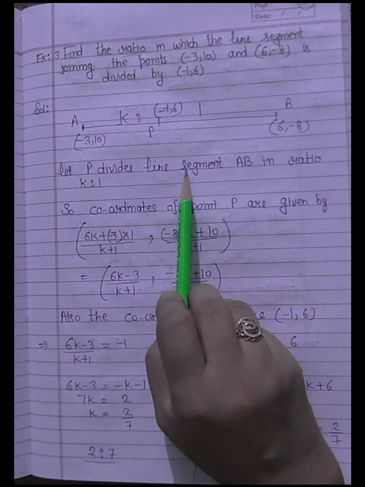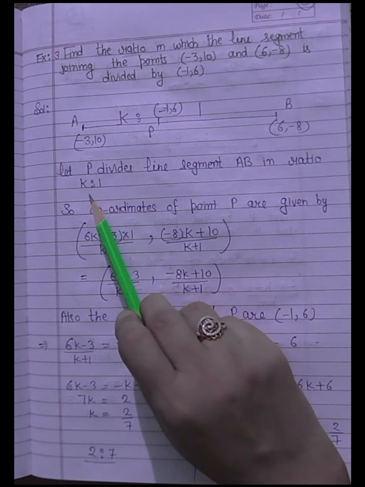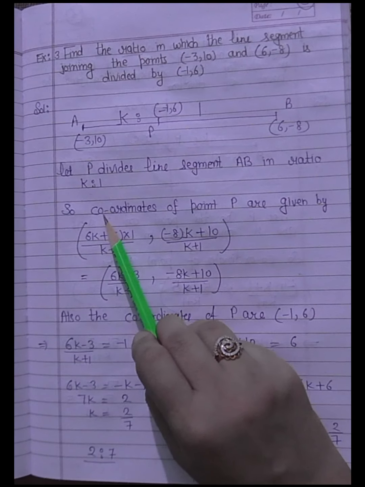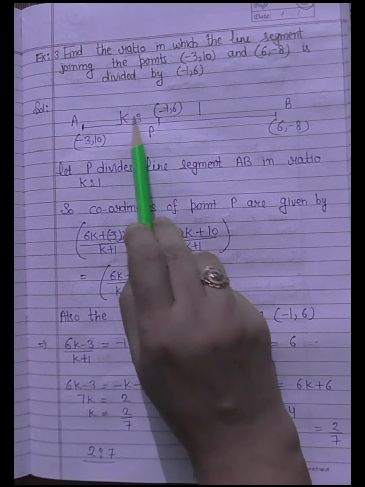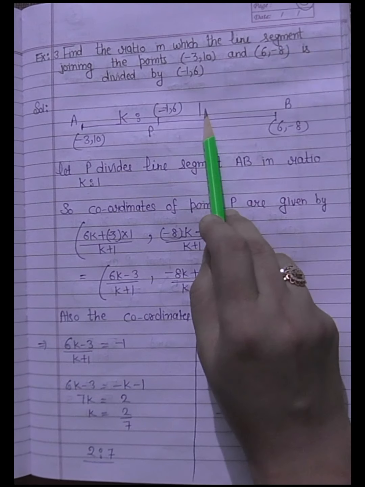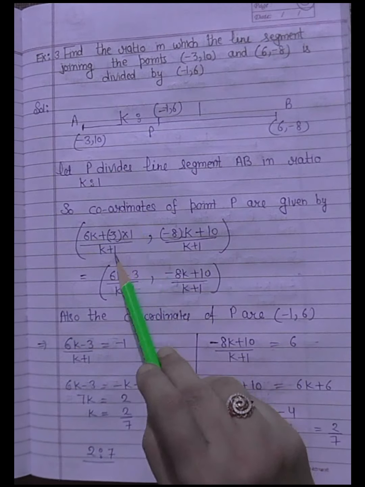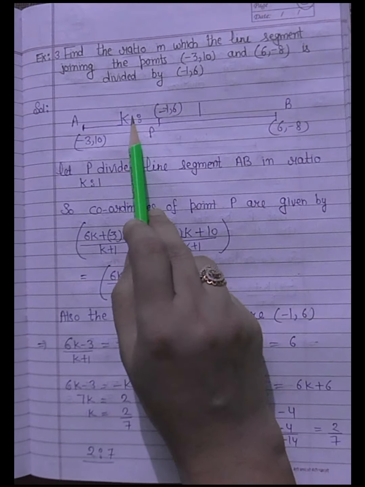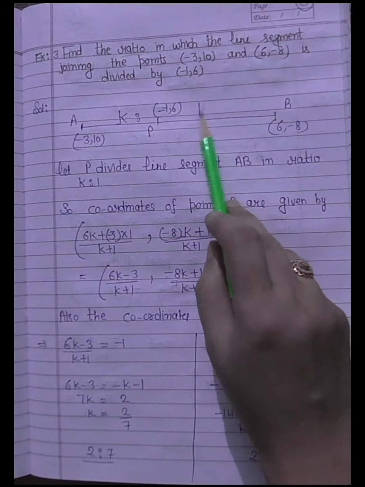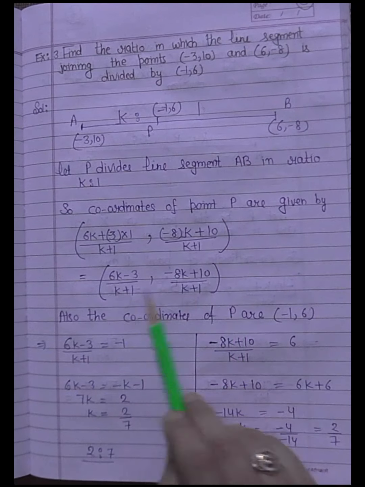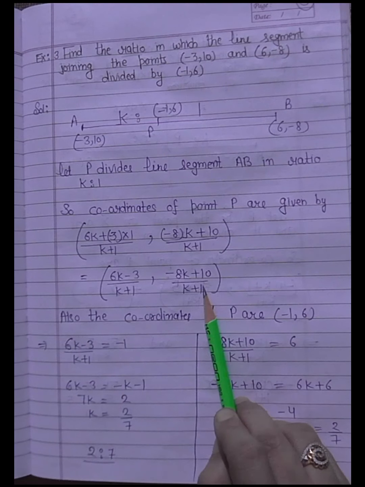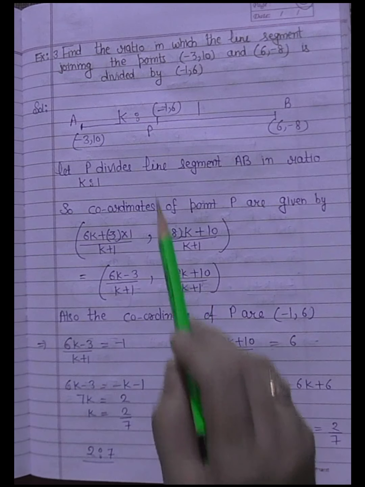Let P divide the line segment AB in the ratio K:1, and we know that the coordinates of P are given by (6K - 3) by (K + 1) and (-8K + 10) by (K + 1). These coordinates we can find using the section formula, and that is of the point P.